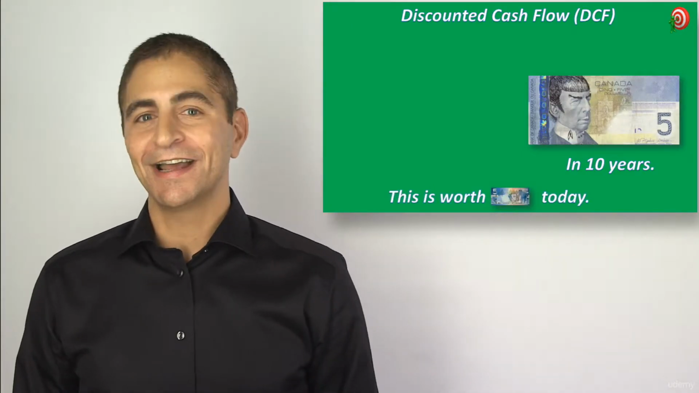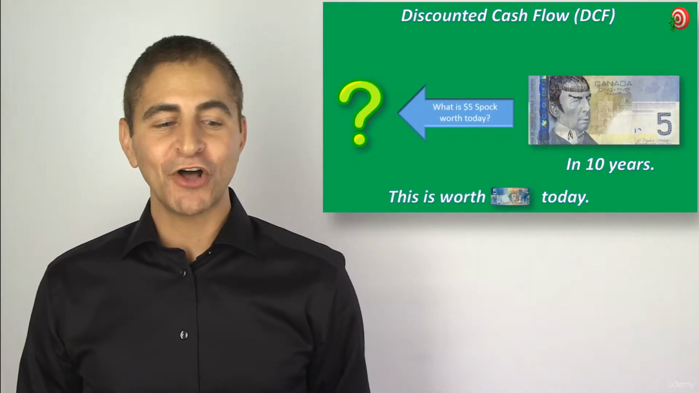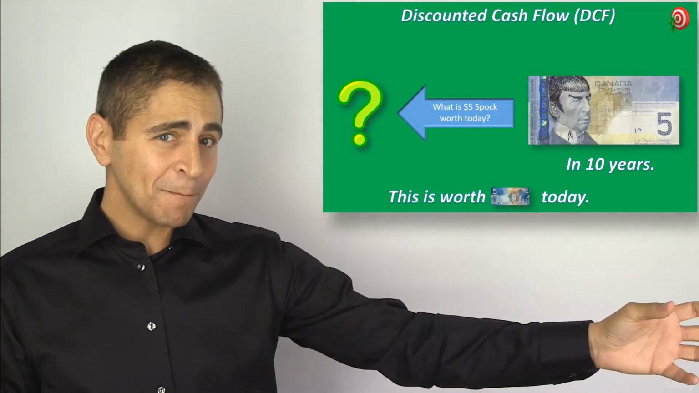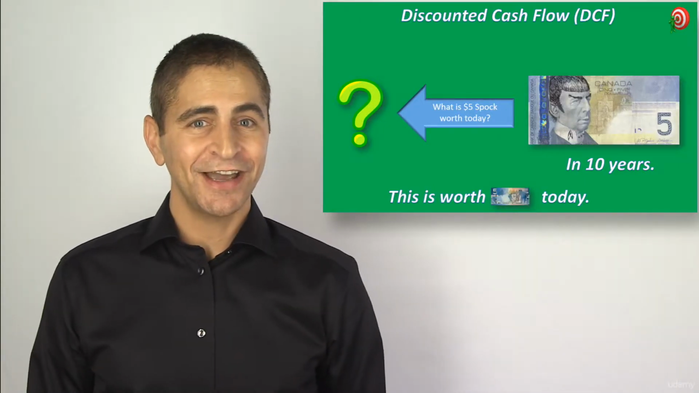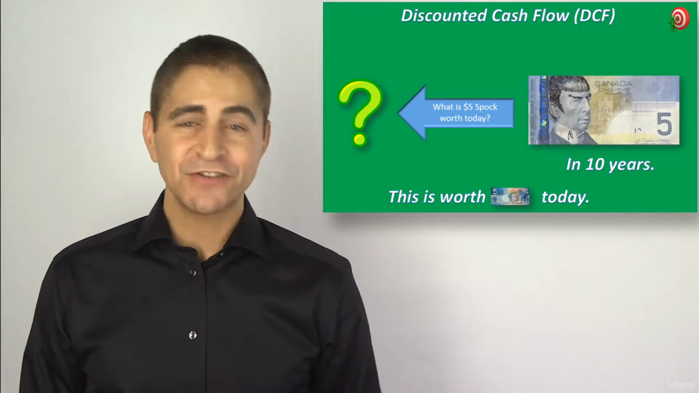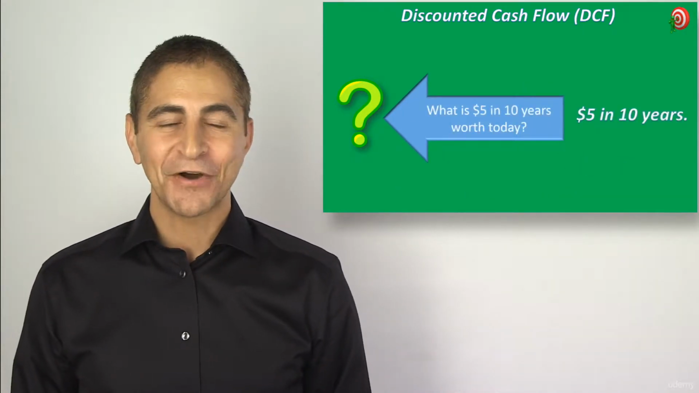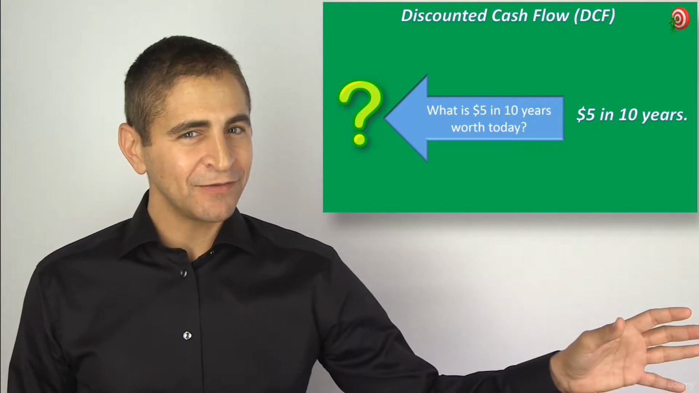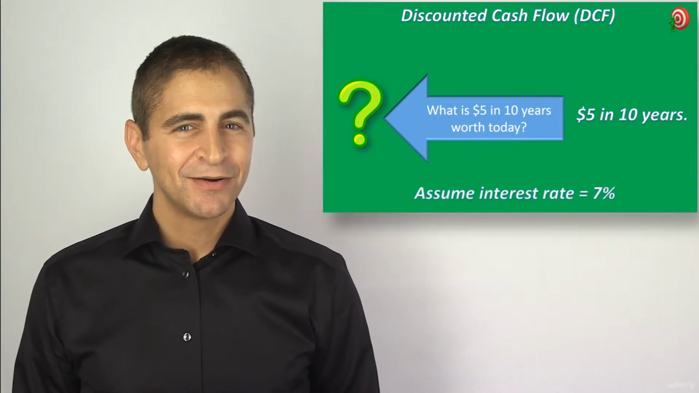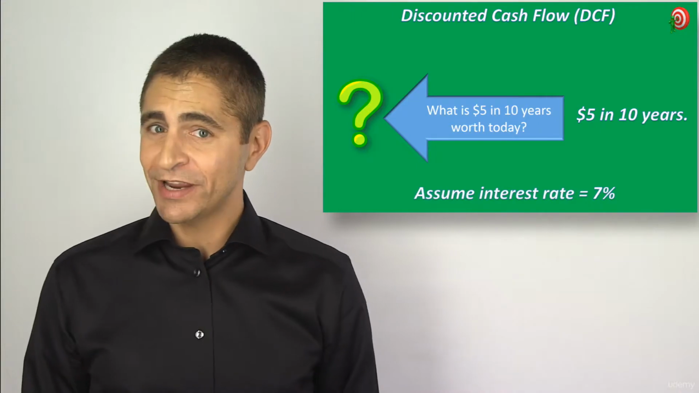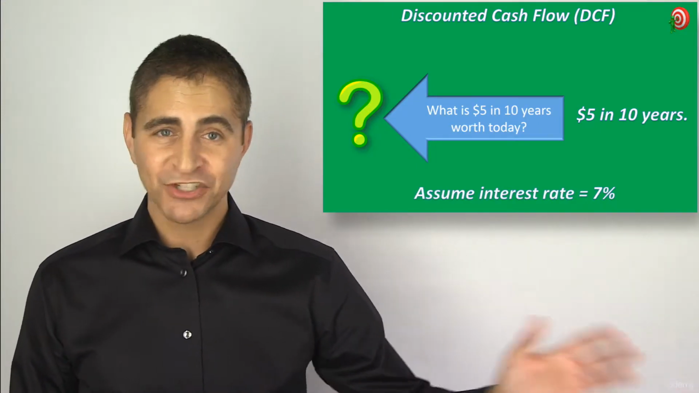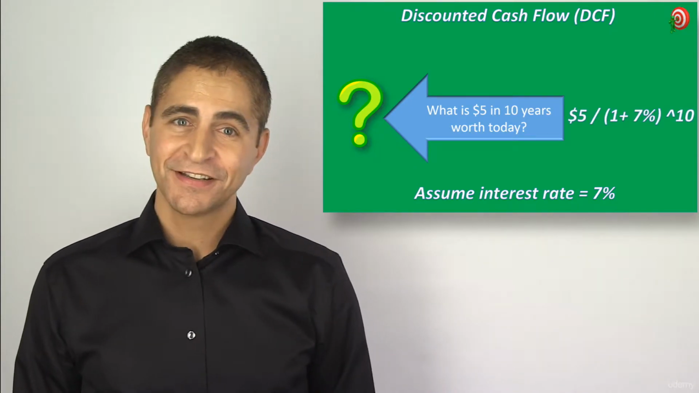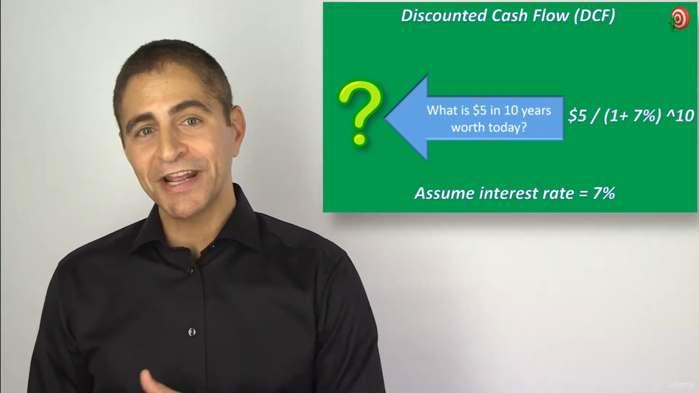This is worth $5 today. So what is Spock's $5 worth today? What is that $5 bill in 10 years worth today? Let's try to find a valuation for Spock today. Spock is worth $5 in 10 years. So what's it worth today? Well, if we assume the interest rate is 7% over time, just accept it, we can discount Spock into today's money.